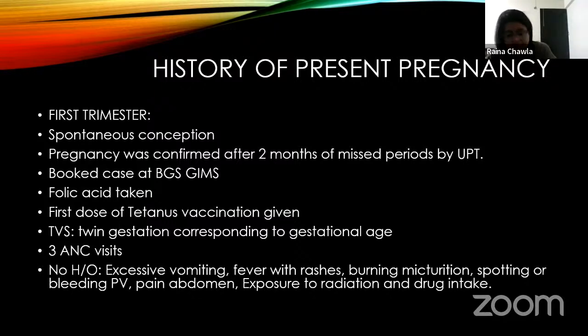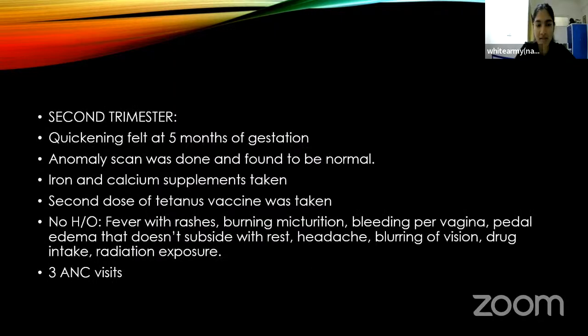Okay, so continue your history. Second trimester history: quickening was felt at 5 months of gestation. Anomaly scan was done and found to be normal. Iron and calcium supplements were taken. Second dose of tetanus vaccine was taken. There was no history of fever with rashes, burning micturition, bleeding per vagina, pedal edema that doesn't subside with rest, headache, blurring of vision, or any drug intake or radiation exposure. The number of ANC visits in the second trimester was 3.